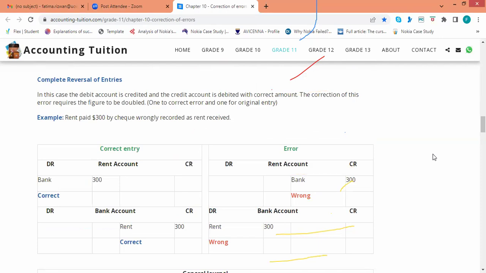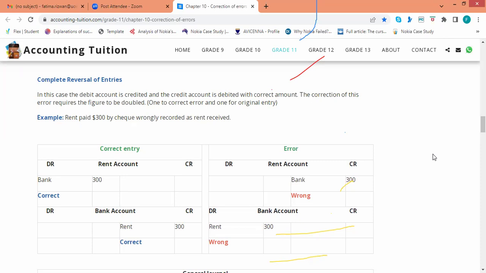So next we have is complete reversal of entries. In this case, the debit account is credited and the credit account is debited with the correct amount. The correction of this error requires the figure to be doubled. For example, it was rent paid 300 by check wrongly recorded as rent received. It is a very important error.